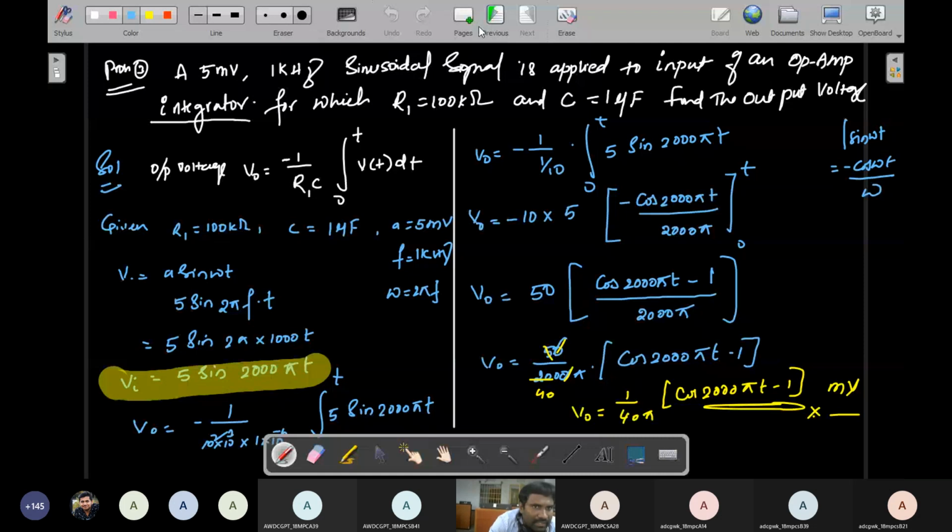The topic is comparator. The input voltage will be the output voltage. Whatever output voltage is delivered through this operational amplifier, that output voltage is a comparison of these two input voltages. That is called a comparator.